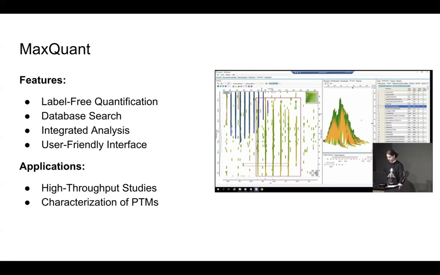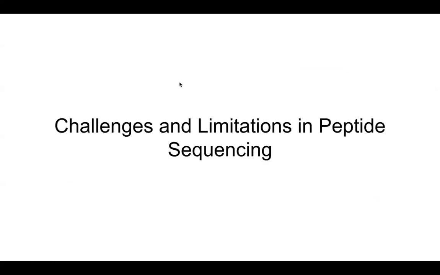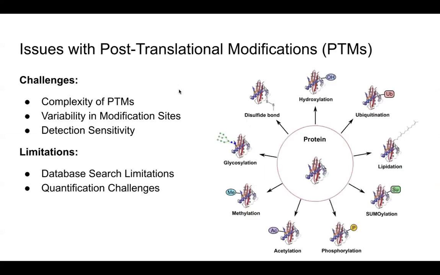are analyzed, allowing for, I think, more accurate quantification and identification of proteins. And it's very useful in identifying and quantifying post-translational modifications. So it's very useful if you want to do a detailed study on the functional regulation of proteins. But of course, peptide sequencing has not yet been perfected. There are certain issues with peptide sequencing, including the complexity of post-translational modifications.